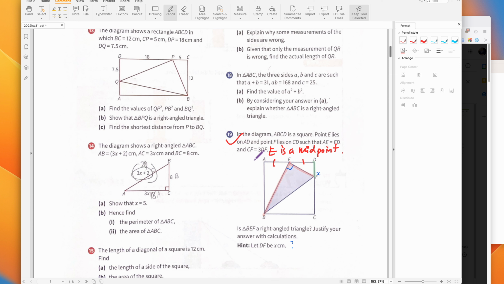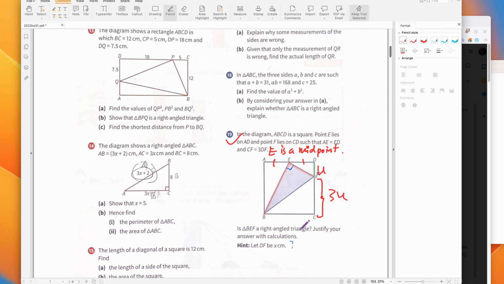And then CF is 3DF. Where's CF? CF is here. This is CF. It's 3DF. So if DF is u, then CF is how many u? 3u. Proportionality.